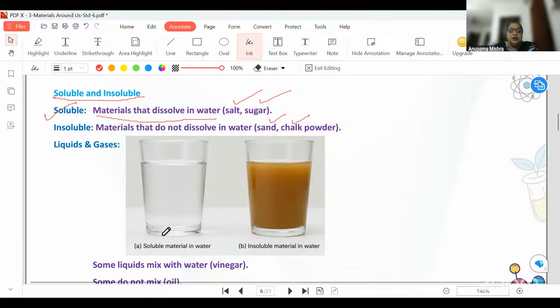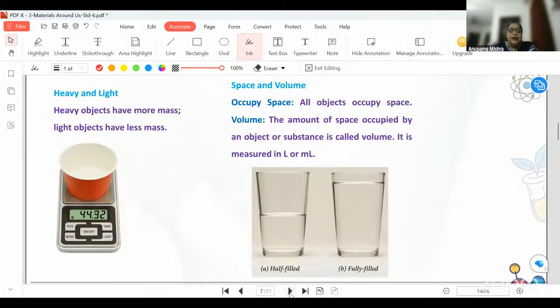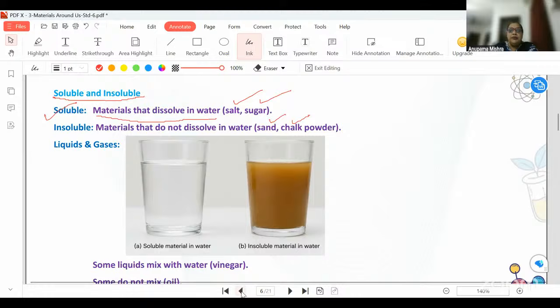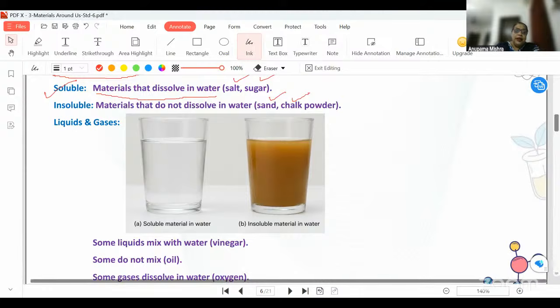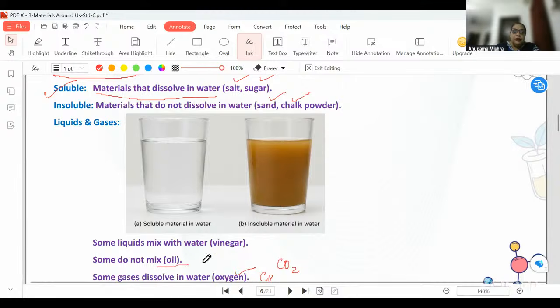Some liquids mix with water. Now, soluble material in water looks like this, and insoluble material in water looks this way. Some liquids mix with water, like vinegar, and some do not mix with it, like oil and kerosene. Some gases also dissolve in water, like oxygen. Carbon dioxide also mixes with it. Oil, that is kerosene, does not mix with water. Any kind of oil does not mix with water. Vinegar is the soluble liquid which mixes with water.